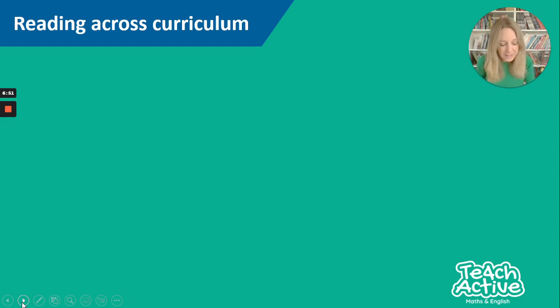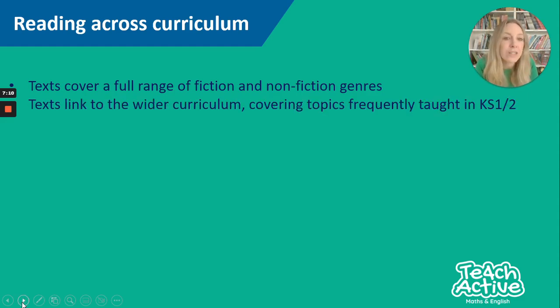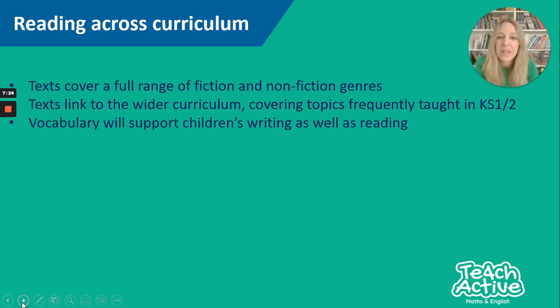So another thing that we said is that we wanted to make sure that children had access to obviously a wide range of genres, and this can really make it link to other areas of the curriculum as well for you. So the texts that we've written and created cover a full range of fiction and non-fiction genres. They do link to wider curriculum topics, and we've really thought about the topics that are frequently taught in both Key Stage 1 and Key Stage 2. So for instance, if you're doing something in history, or we know what you'd be doing in geography, there'll be a text hopefully that would match up there for you.